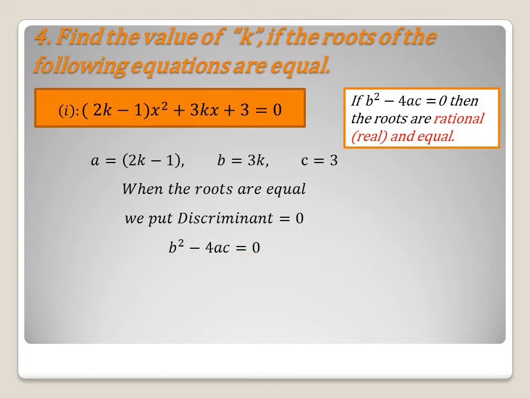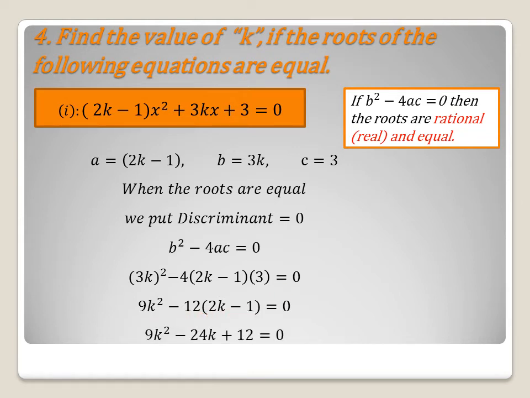Now all the other methods will remain the same as we have done in the previous question. We will take the square of 3k minus 4 into 2k minus 1 into 3 equals to 0. Multiplying the brackets and taking the square, we will get 9k square minus 12 into 2k minus 1. Again, opening the bracket and multiplying minus 12 with 2k minus 1, we will get minus 24k plus 12 equals to 0.